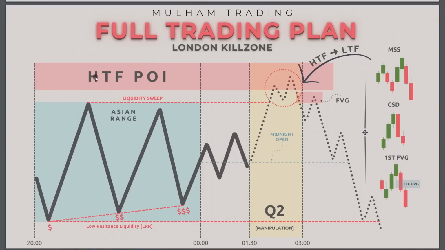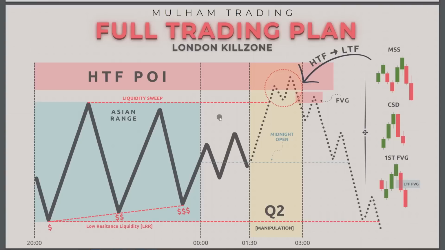I'm going to be taking this one. And why? Because my daily bias is bearish. That's why I want to see price going up into a point of interest, then coming lower. You could be doing much better if you watch my daily bias videos. And then we're going to be looking for the Asian range to have low resistance liquidity.